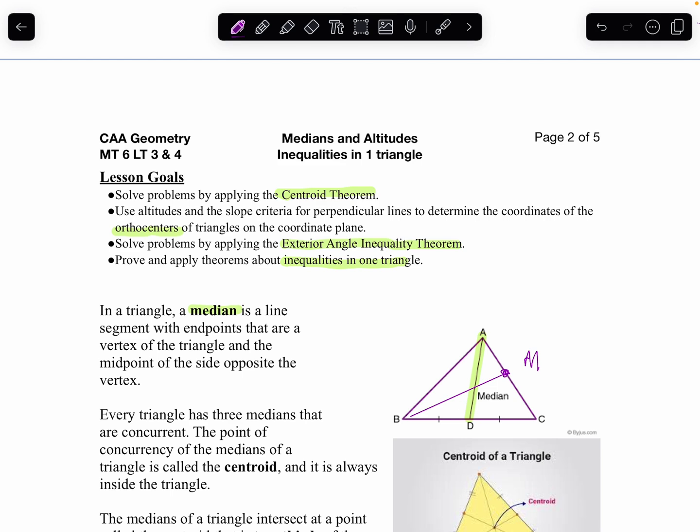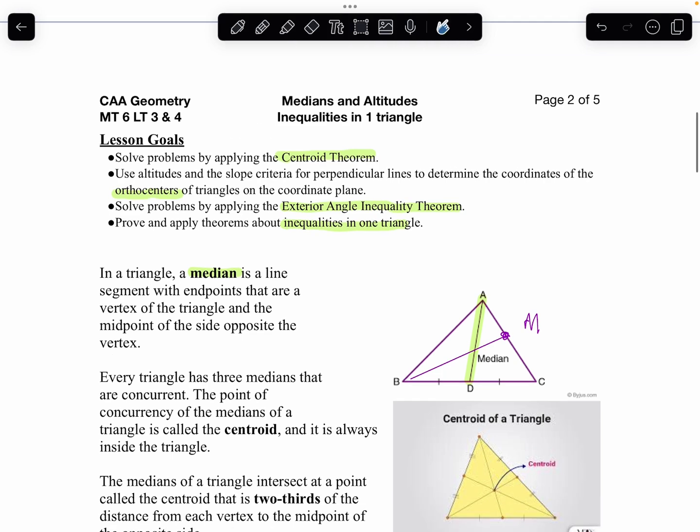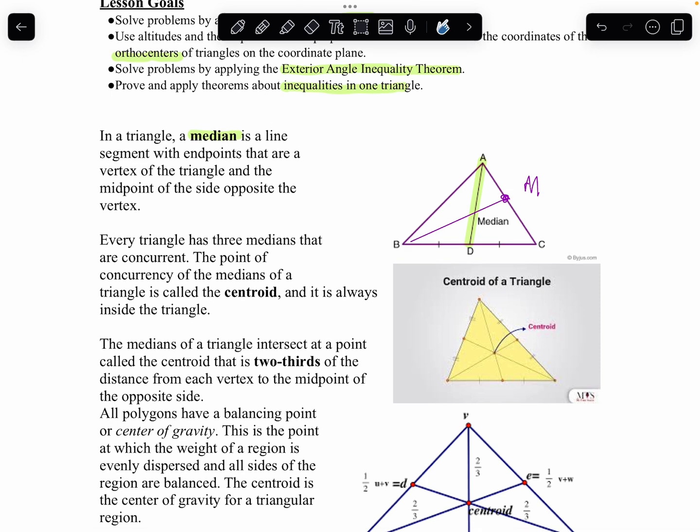Well, sorry, that's a median. I haven't talked about a centroid yet. Where your medians intersect, they're concurrent, so all 3 of them intersect at the same point. That is your centroid. It is the geometric center of your triangle. It will always be inside the triangle. Doesn't matter what kind of triangle it is, the centroid is always on the inside.